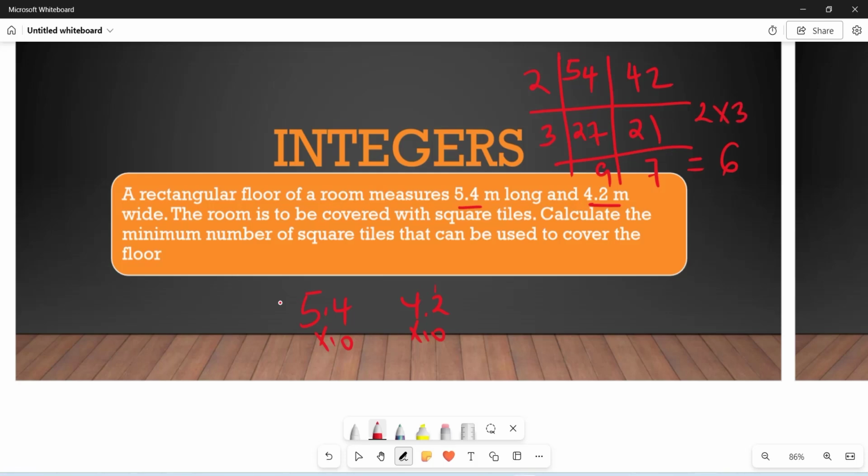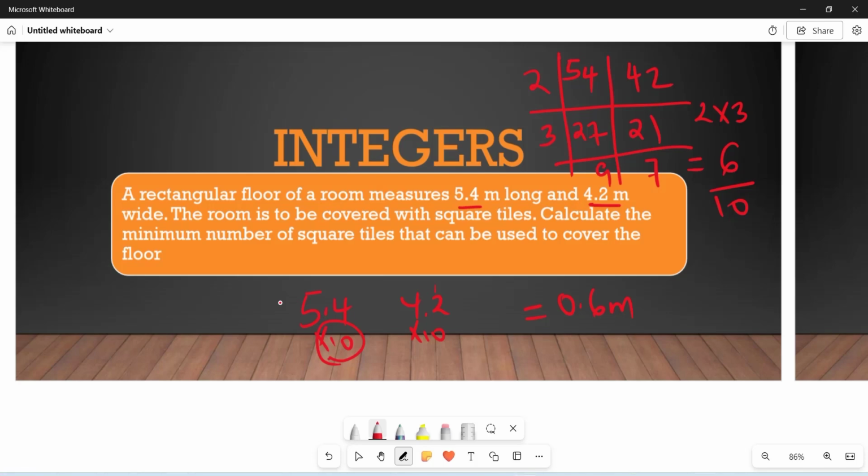But again, we need to reverse to the original number. Since we multiplied by 10, to reverse that we divide by 10. Therefore, it is 0.6 meters. This is the side of one square tile, the greatest square tile that can fit into that room.